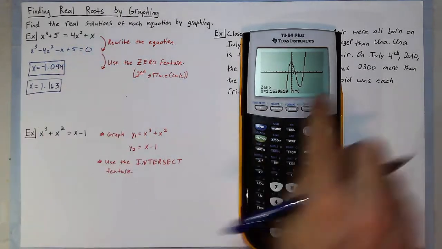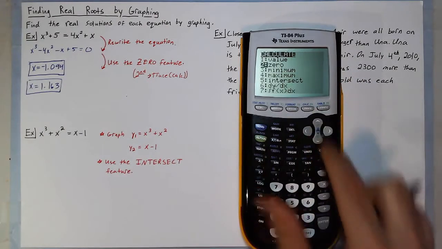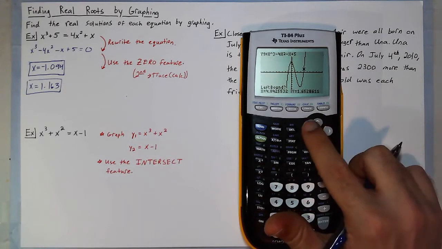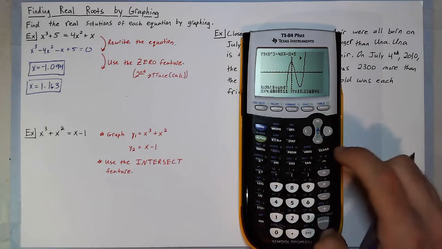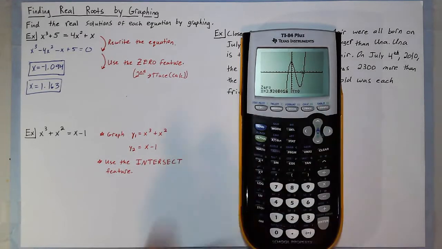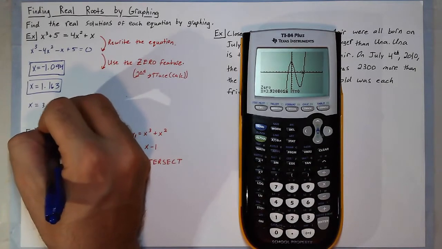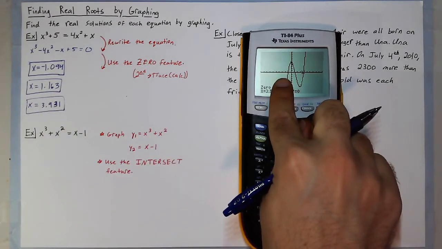And the last 0 is located over here where it crosses the x-axis, so second trace, 0, shift this over to the last 0, again go left of it, then go right of the 0, hit enter, and it'll guess that x is equal to 3.931.